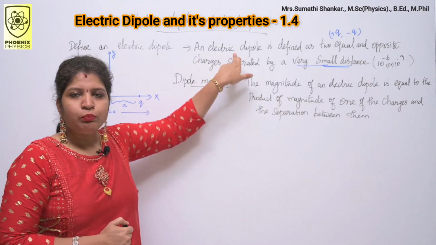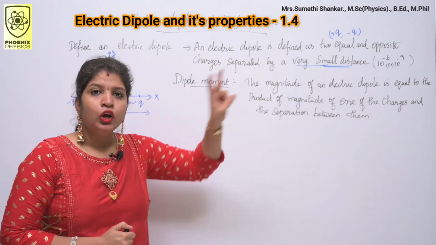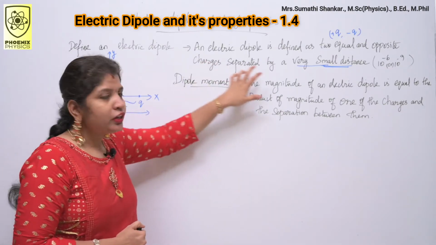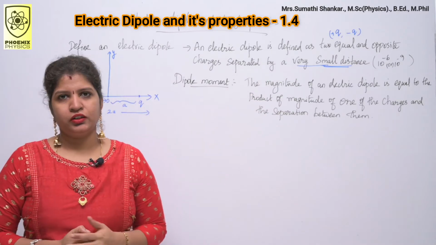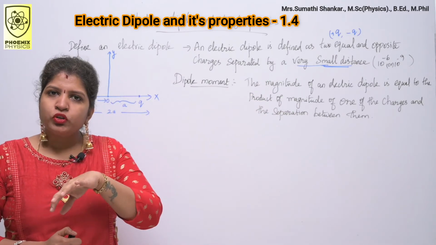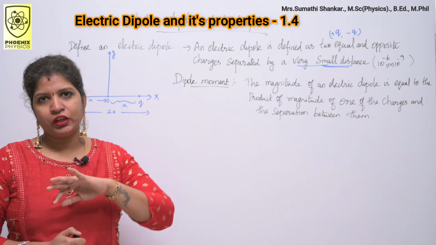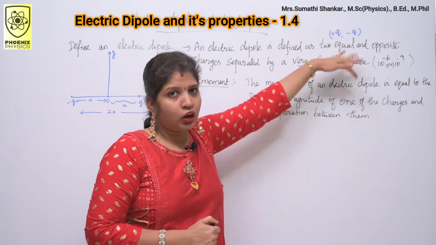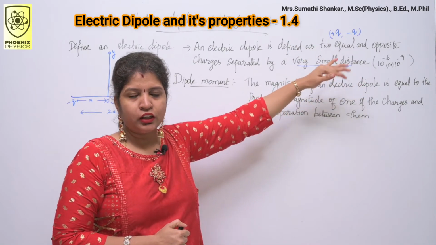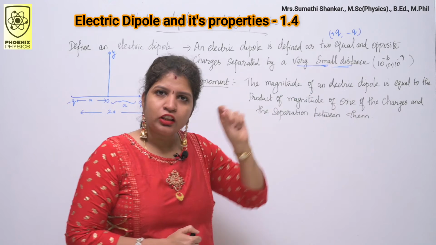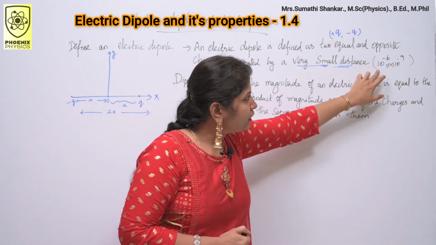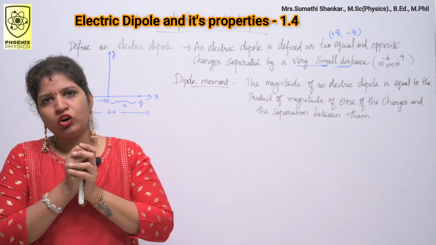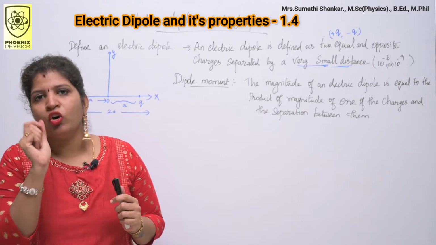An electric dipole is defined as two equal and opposite charges separated by a very small distance. Equal and opposite charges means equal in magnitude. See, plus q or minus q combination, or plus 2q or minus 2q combination, like that. Small distance means in the order of 10 to the power of minus 6 or 10 to the power of minus 9 meter. Very small distance, infinitesimally small distance.